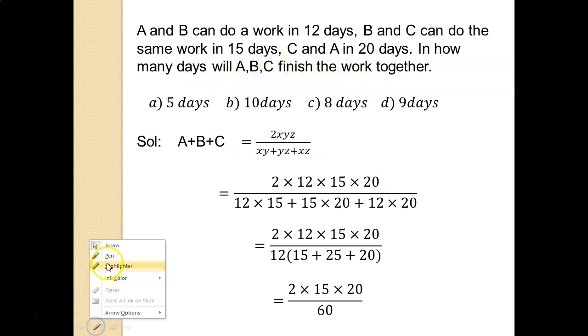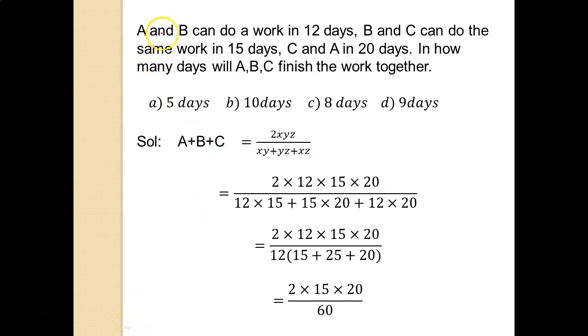Now in this problem, the same formula is used, only 2 is multiplied in the numerator, that is 2 times xyz, because the work is given as A and B can do a work in 12 days, the pairing of A and B, then pairing of B and C, and pairing of C and A. That's why 2 is multiplied in the previous formula, that is 2xyz upon xy plus yz plus xz.